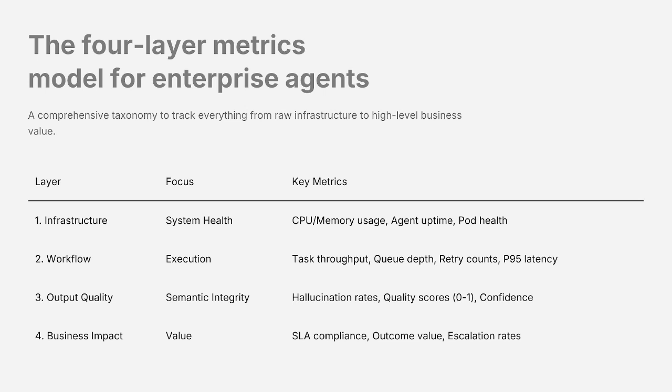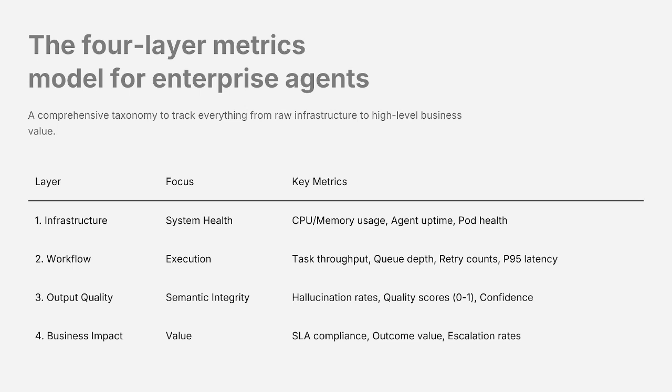on Kubernetes. And then we have the workflow. So in the workflow layer, you focus on execution, that is execution of tasks, and the kind of metrics that you measure there are task outputs, queue depth, retry count, and P95 latency. And then in layer 3, you have output quality. So here you focus on semantic integrity.